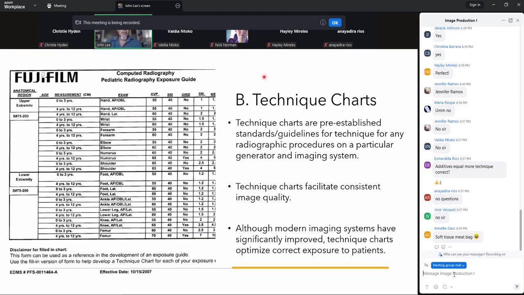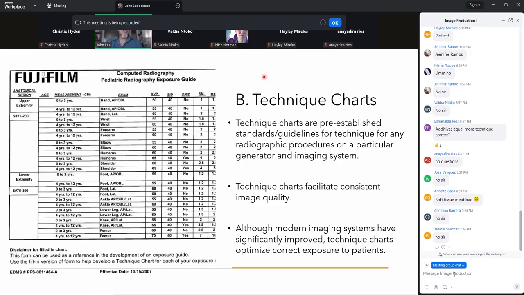Any questions about that first section? We're going to move into technique charts.